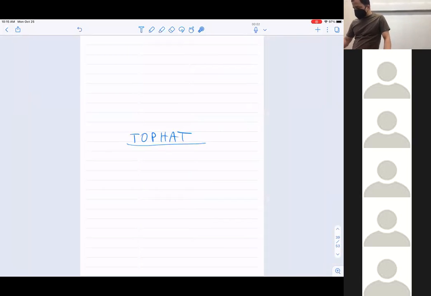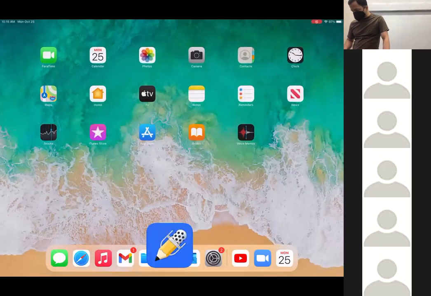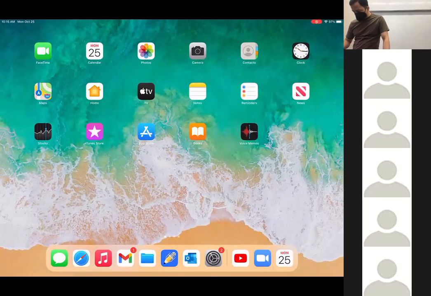All right, so keep that in mind, and let's go to a Top Hat question. And I'm going to ask you to calculate the force of kinetic friction in this Top Hat question.